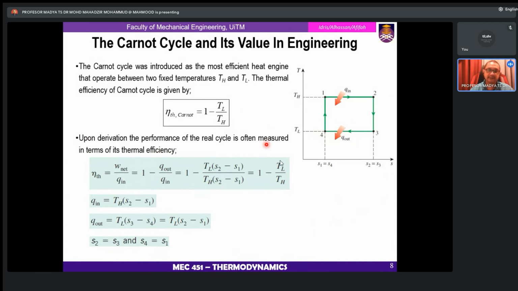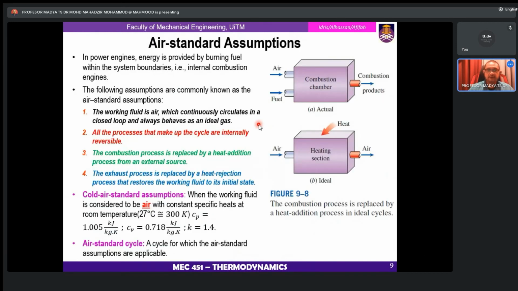This equation is the same as what you have learned and seen, or what was introduced in chapter 4 for the thermal efficiency of Carnot cycles. This is an important thing in chapter 5.